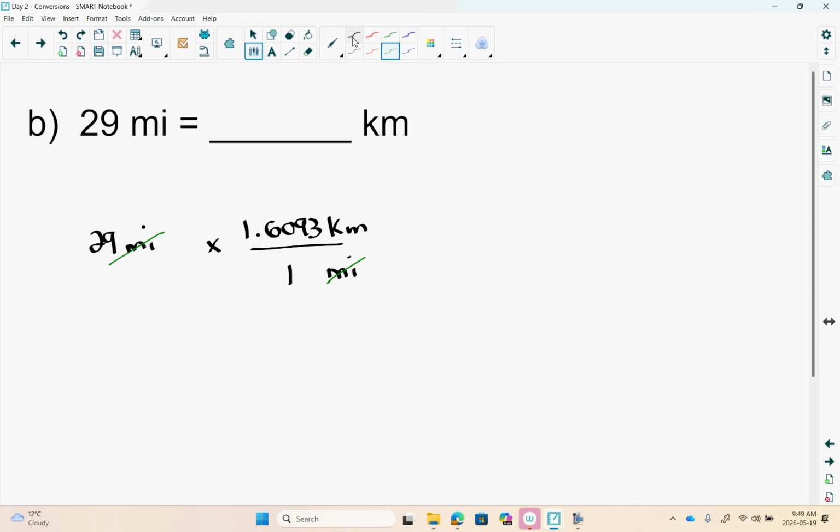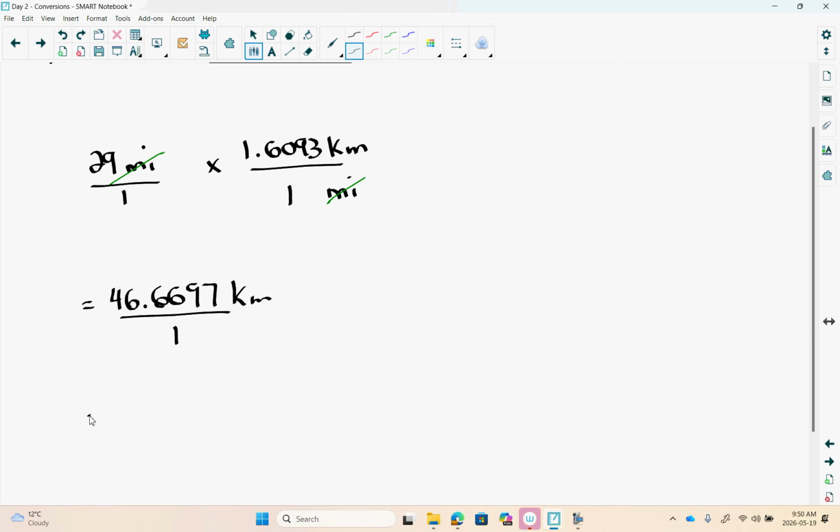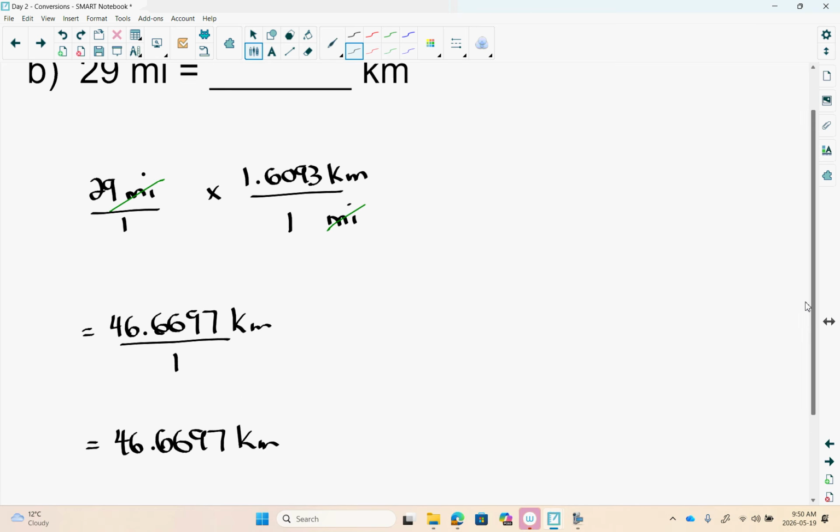I end up with 46.6697. And what would the units be on that? What's left? Kilometers. That's top by top. I just multiplied those numbers. Bottom by bottom. What's under the 29? Yeah, it's like this. 1 times 1. You don't even need to do this part. 46.6697 kilometers. That is my final answer.